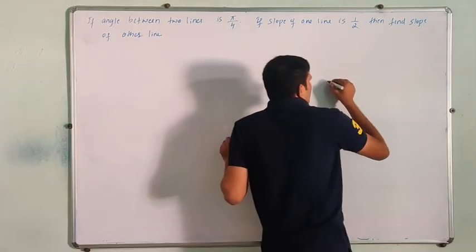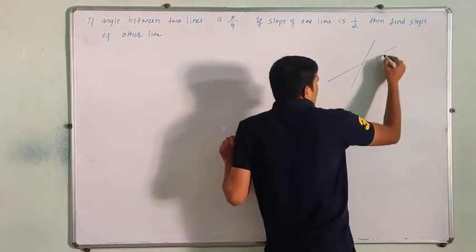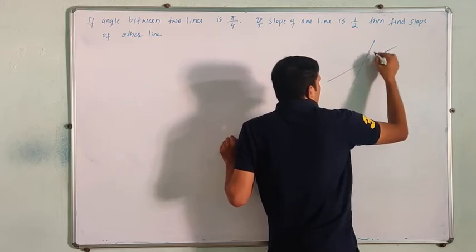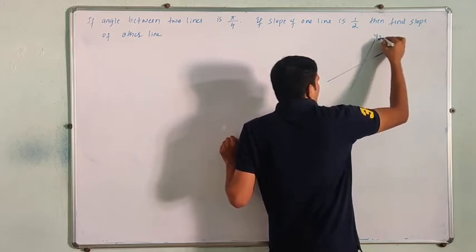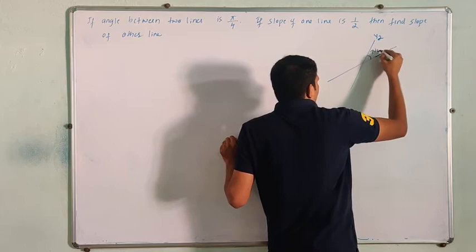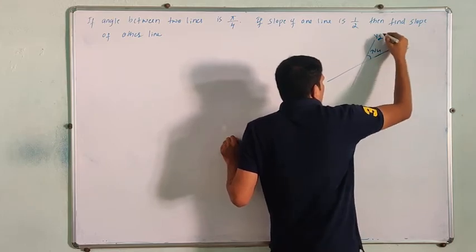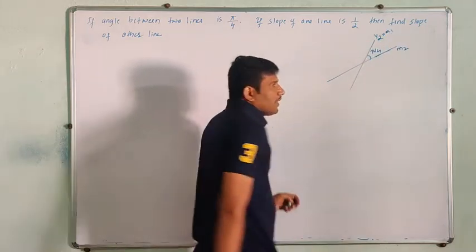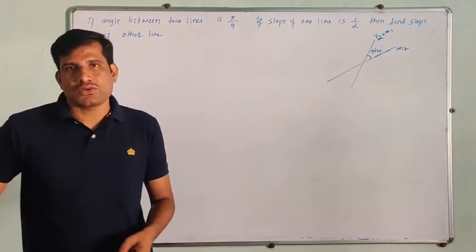See, there is one line. Let us say this slope is given, that is 1 by 2. Now this angle is given, that is pi by 4. What is the slope of this line? Let us say this is m1. You have to find m2. Is it clear, friends? Right?